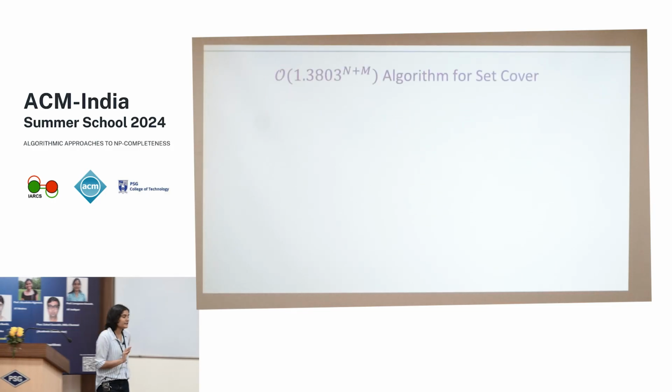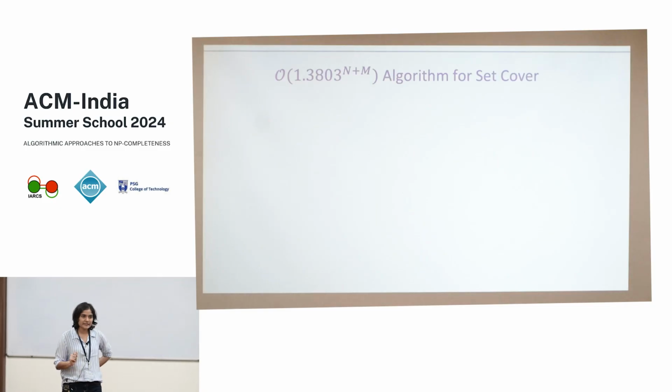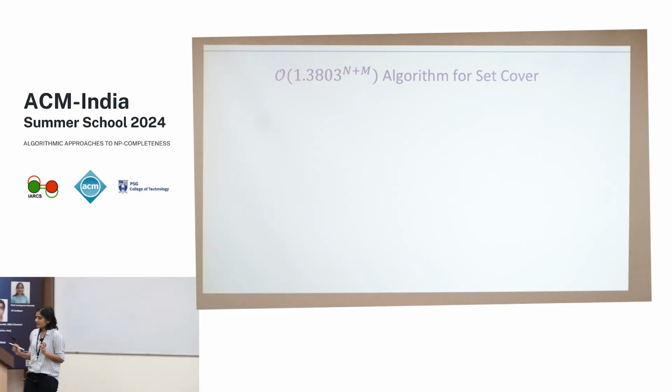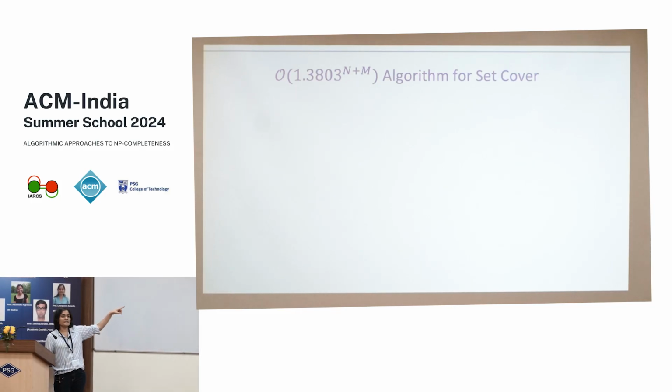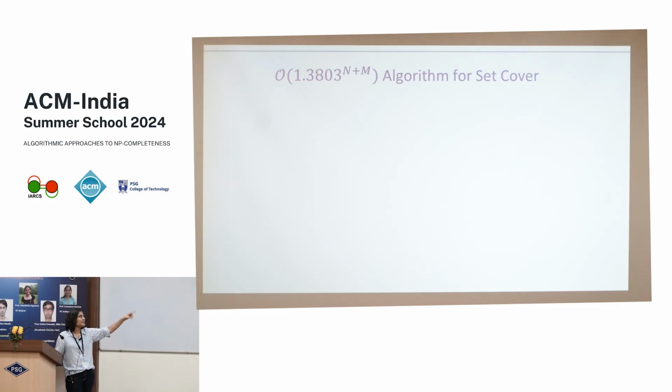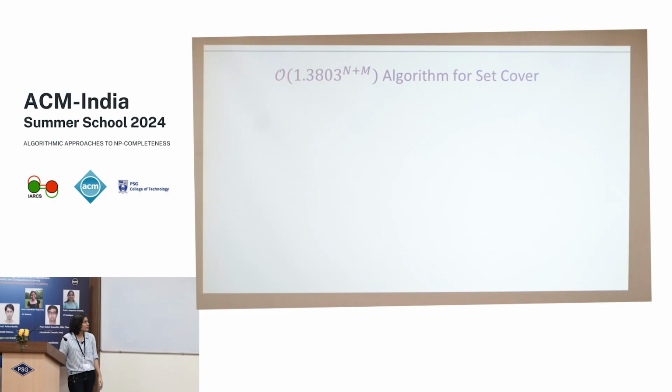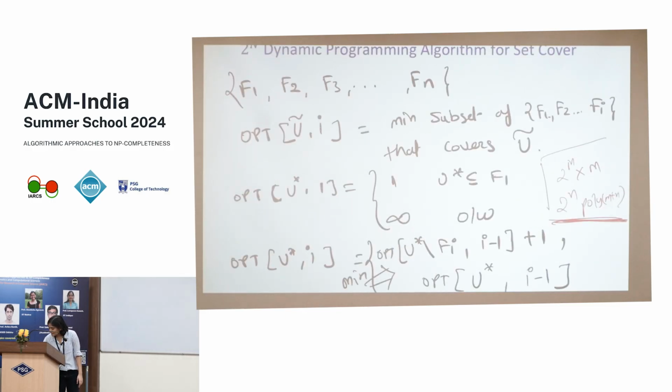So this is what we did in the previous class, and that gave me something in 2 power n. So I have one algorithm which is 2 power m, and one algorithm which is 2 power n. Now I want you to think of an algorithm which is way better than that, but the exponent is n plus m. I am giving you something like 1.3803 power n plus m, where the exponent is n plus m. Here this was capital N and capital M.